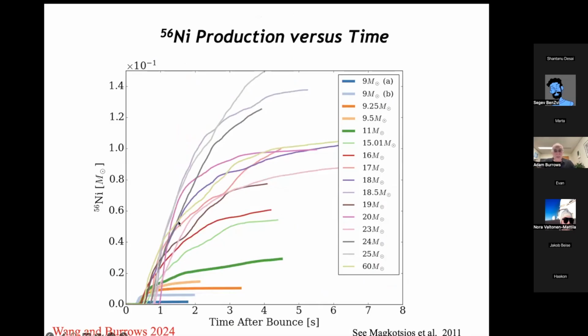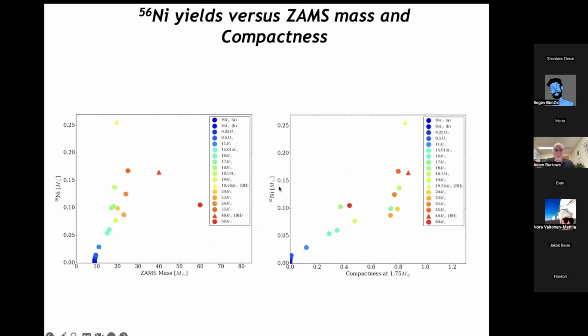The nickel yields versus time are given here. And the nickel is important because it powers a lot of the supernovae by its radioactivity. And so that's an important thing. And it's also the source of much of the iron in the universe. Type 1As are a major source, and this is about a third of all the iron, iron-56 in the universe. And you see, again, you have to calculate for a while to get it to be flat.